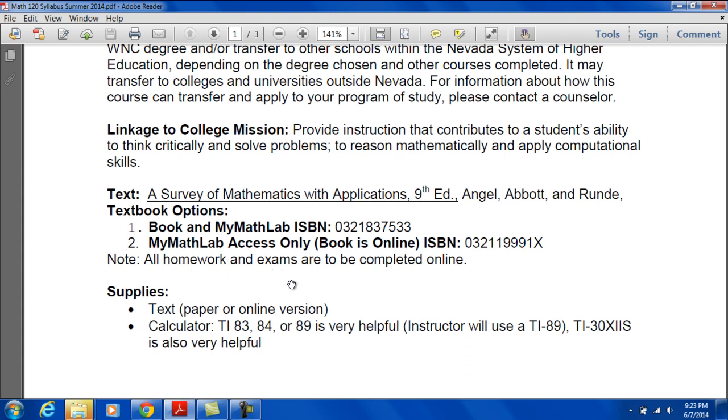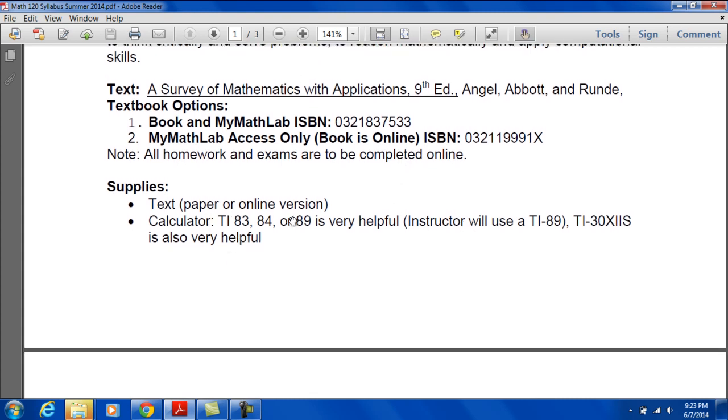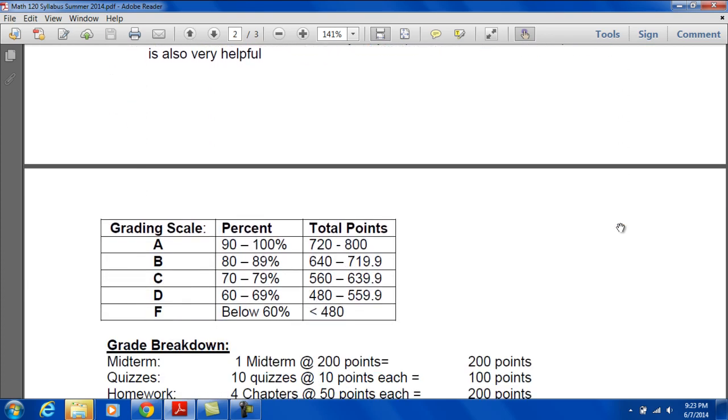All homework and exams are to be completed online in My Math Lab, and your quizzes will be online in Canvas. So you need a textbook, paper or online version. Calculator, the TI 83, 84, 89, very helpful. I use the TI 89. The TI 30X2S is also very helpful. I've used those quite a bit. I use those in my traditional class, so it's a good calculator, something worth considering.